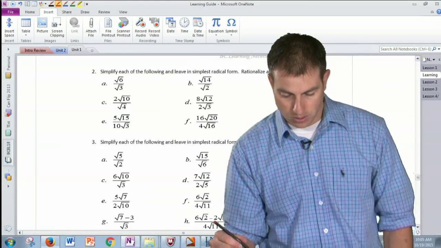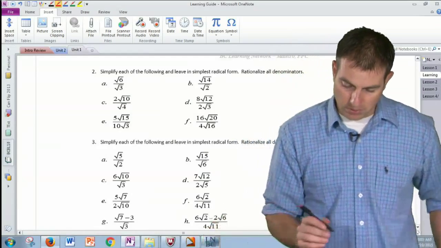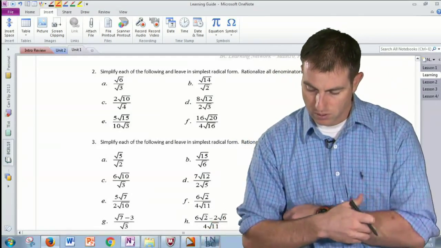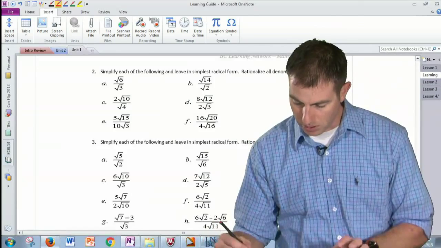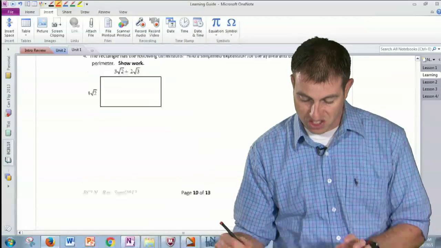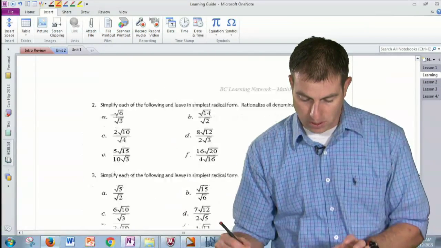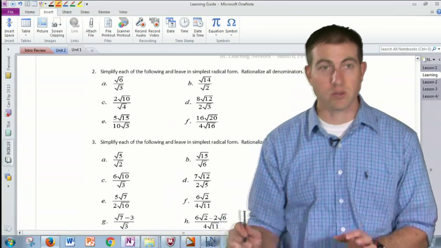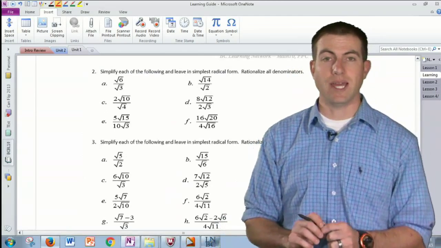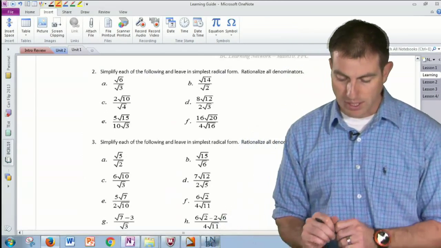Well, that's not good. Let's do a couple of these. Hopefully you guys have your learning guide out. I'm on page number 10, and maybe I'll do a couple. Maybe that's why I had so much free time, because I didn't do any division questions.